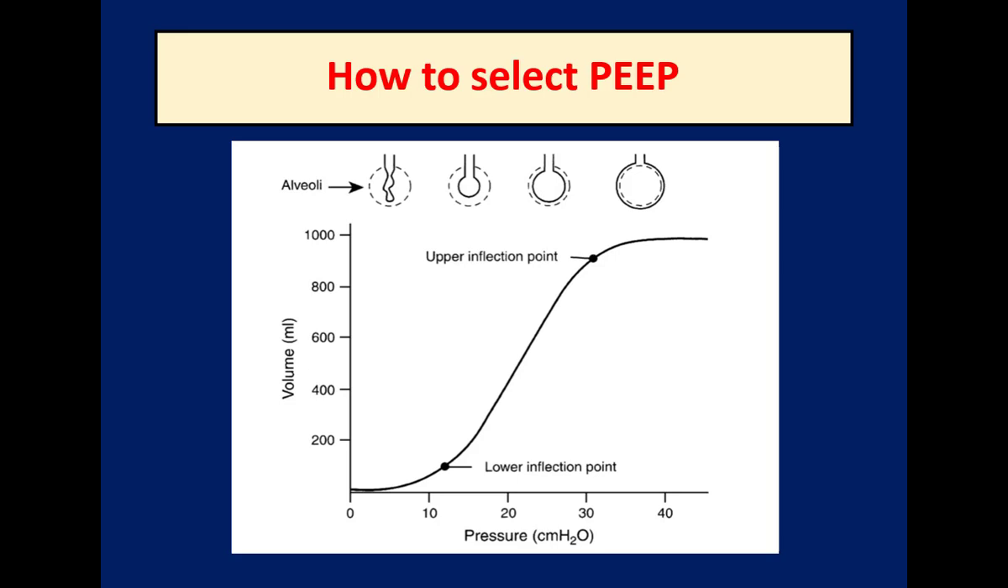So the biggest question of everybody's life: how to select PEEP. People like Gattinoni have invested their whole life to identify the appropriate PEEP. So how to select the PEEP? As we all know, this is a volume pressure curve, and we all know that above this upper inflection point there is overdistension, below this lower inflection point there is a collapse. So we have to apply PEEP somewhere in between, that we all know.